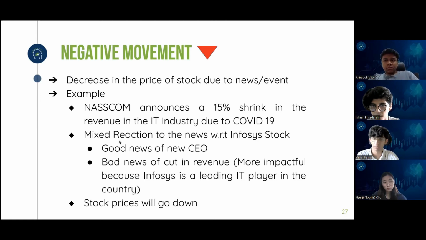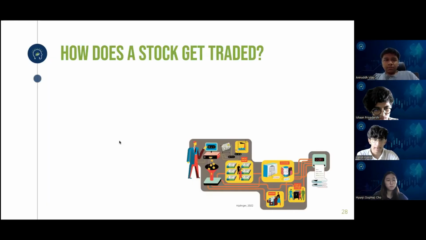This means that the stock price will tend to go down and people will start selling the stock because there is bad news. So the negative news has overpowered the positive news, and this is quite a movement that happens because negative news is taken more strongly than positive news. So that's about positive and negative movement.